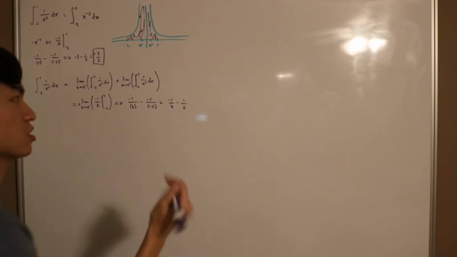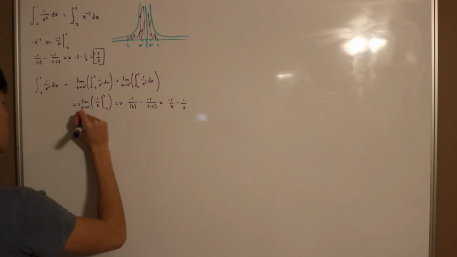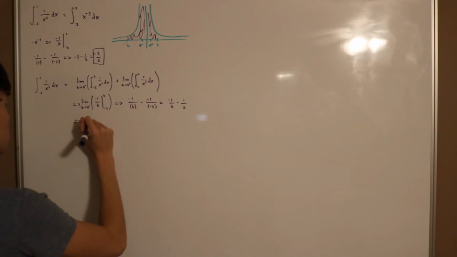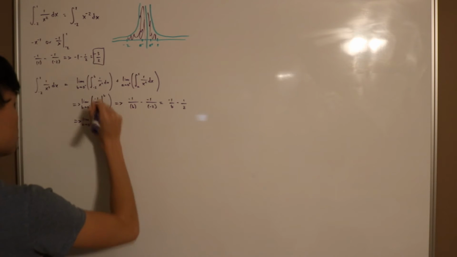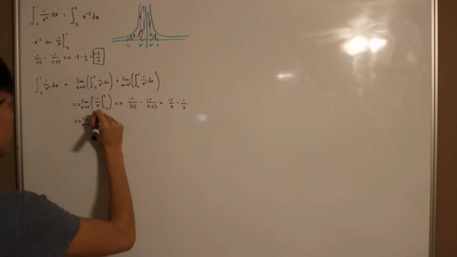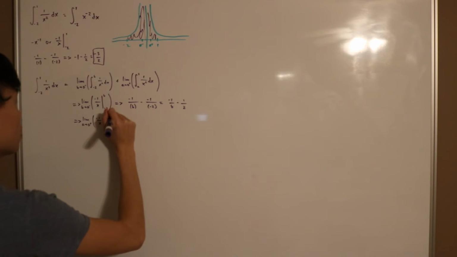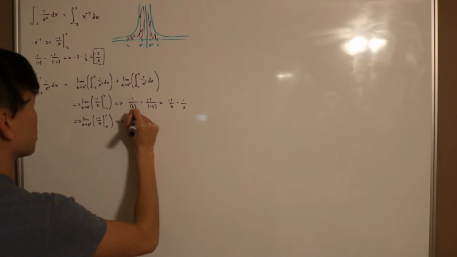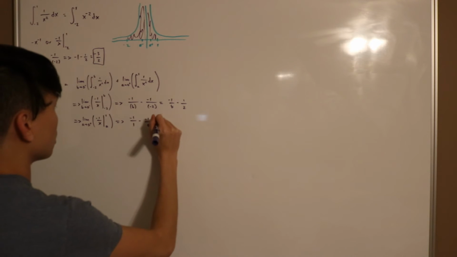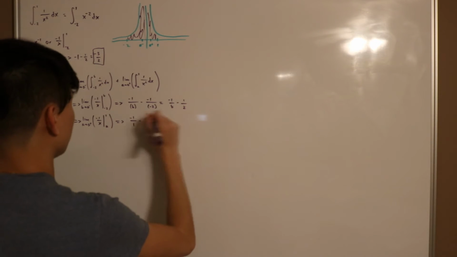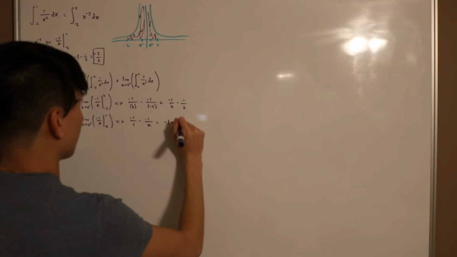We'll get to the limit portion in just a sec, but I just want to compute these integrals for time's sake. So let's write this as the limit as a approaches 0 plus from the right side. Same thing, the integral of this is negative 1 over x, evaluated from the bounds a to 1. And so this will be negative 1 divided by 1 minus negative 1 divided by a, and this is equal to negative 1 divided by 1, which is negative 1, plus 1 over a.